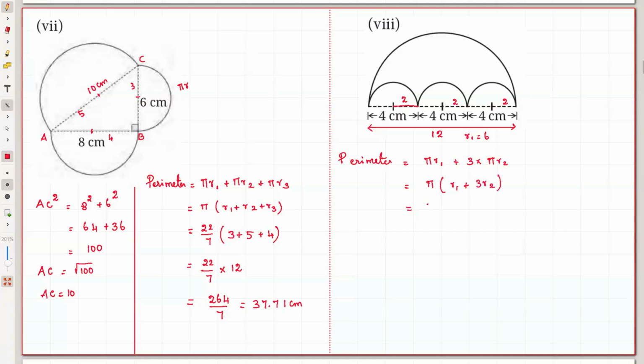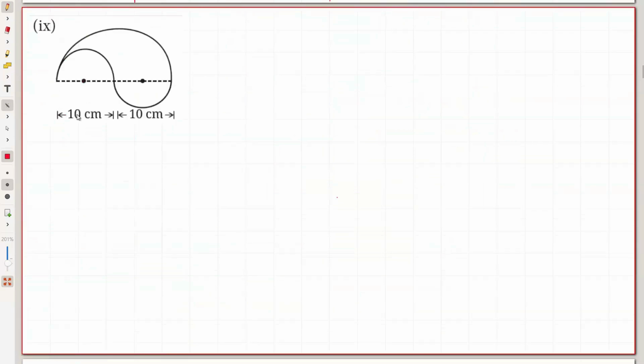Now pi value 22 by 7 into r1, which is 6, plus 3 into r2, where the value is 2. So 22 by 7 into (6 plus 6), and 6 plus 6 is 12. Again it is going to be the same: 22 into 12, we already found 264. So 264 divided by 7, we'll get the same answer, 37.71.